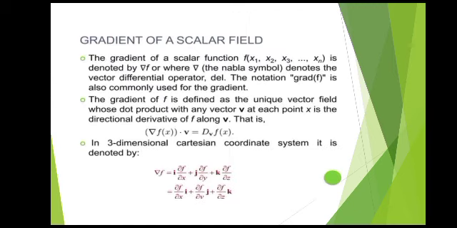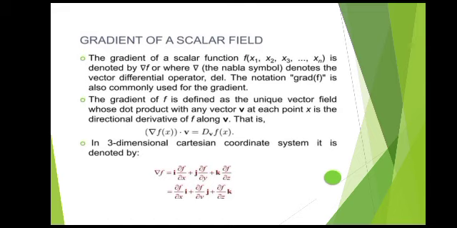So first of all, gradient of a scalar field. The gradient of a scalar function f, where f is a function of x1, x2, x3 up to xn, is denoted by nabla f, where this upside-down delta symbol is known as nabla and denotes the vector differential operator del. The notation grad f is also commonly used for the gradient.